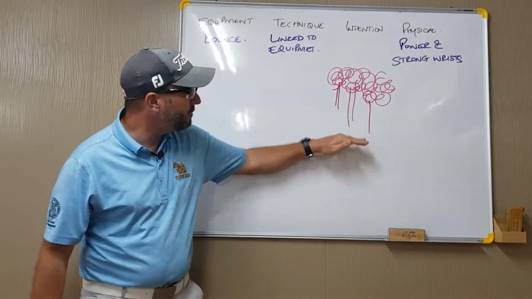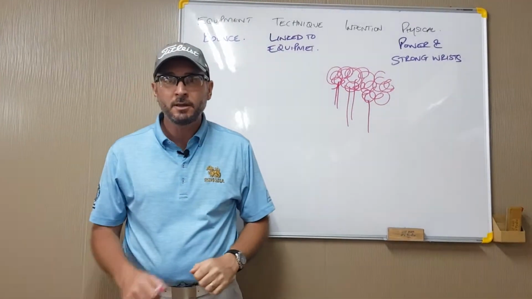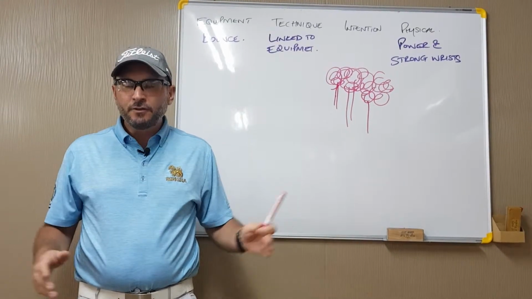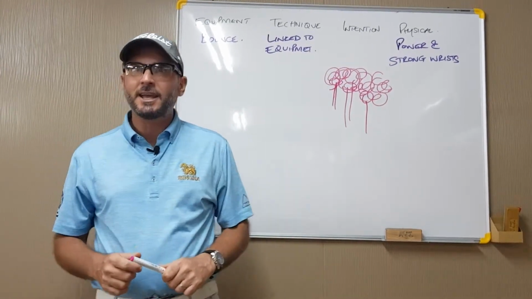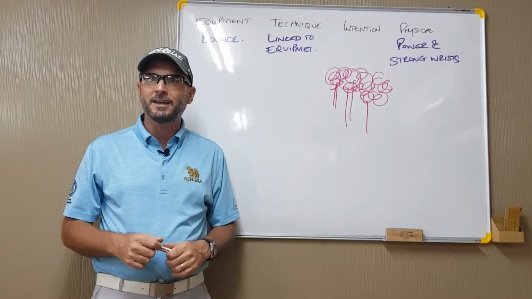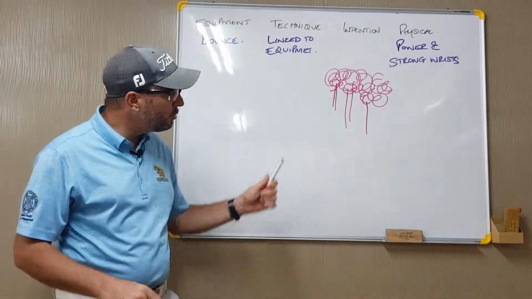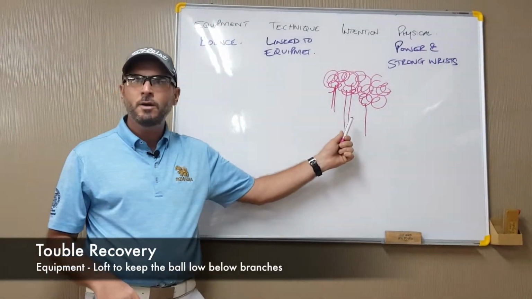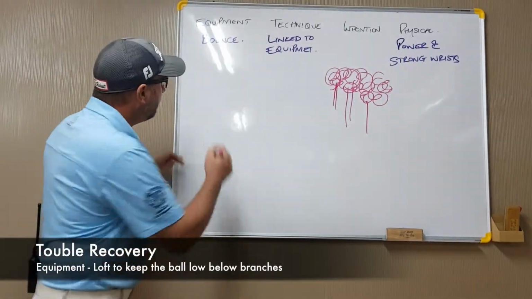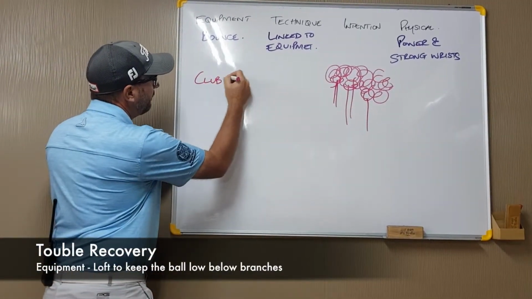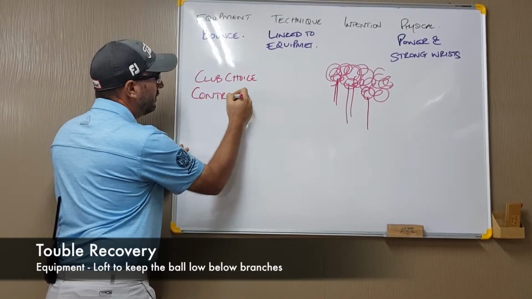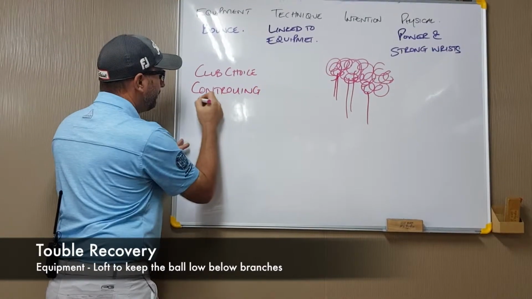But if you can keep the ball below the branch and leaf height, then you're going to be unlucky to hit the trunk of the tree. Of course, if there's lots of trunks, it becomes harder to do and you need to make sure you chip out sideways and take a safer option. But the real key to this is keeping the ball down low beneath the branches. So when it comes to your equipment, it becomes about club choice and controlling trajectory.